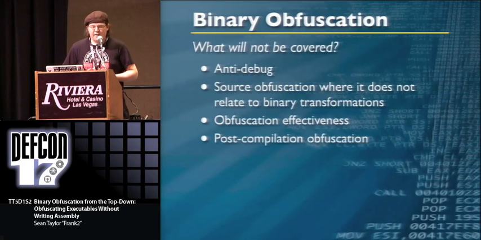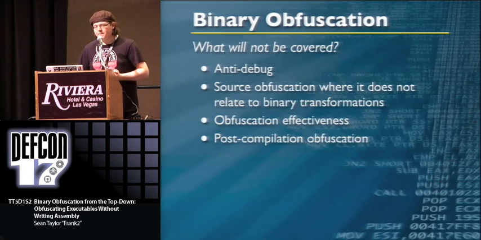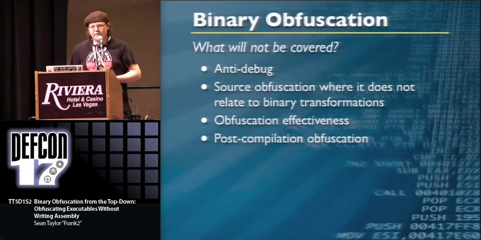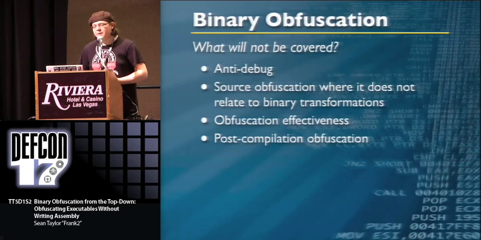So what are we not going to cover? Anti-debug is one of the things we're not going to cover. Anti-debug techniques usually intermix with obfuscation in one way or another, but the actual techniques involved in anti-debugging are out of scope of this talk. Source obfuscation, when it doesn't relate to binary obfuscation, like obfuscated JavaScript, for example in Google APIs, or Apple's video player on their video site, which has a whole bunch of really weird obfuscation, doesn't translate that well into binary transformations. The effectiveness of obfuscation as a technique to prevent or frustrate reverse engineering is outside the scope of this talk as well. And any sort of post-compilation obfuscation is also off topic here.